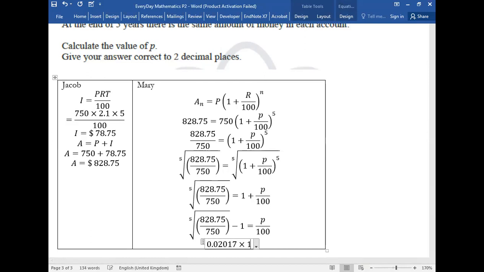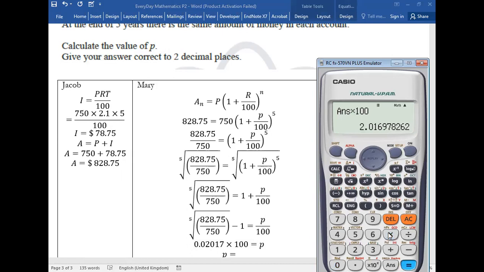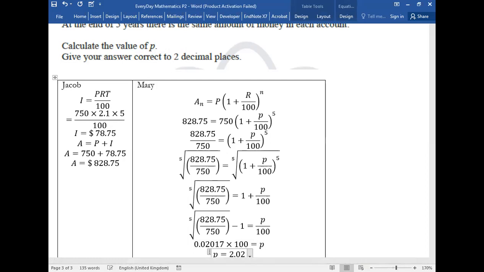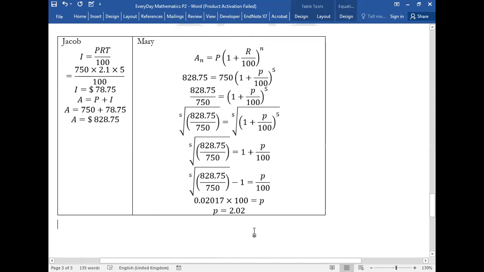0.02017 will multiply by 100 to give me P, which is 2.02. Question says 2 decimal places. Is this clear, class?